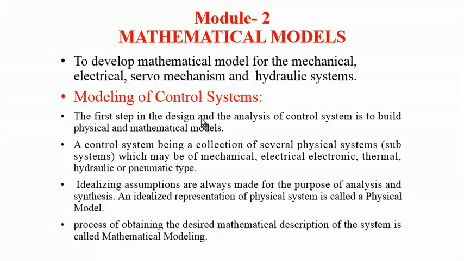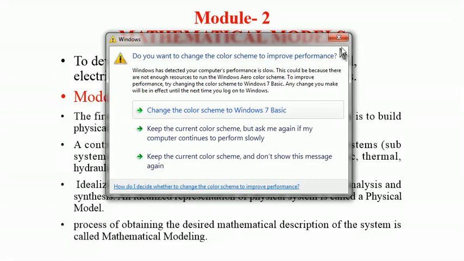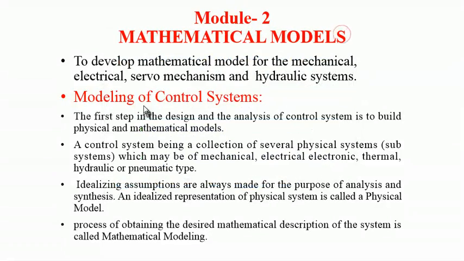What is a physical model? It is a collection of several physical systems. Those physical systems may be of mechanical type, or electrical type, or thermal type, or hydraulic and pneumatic type.